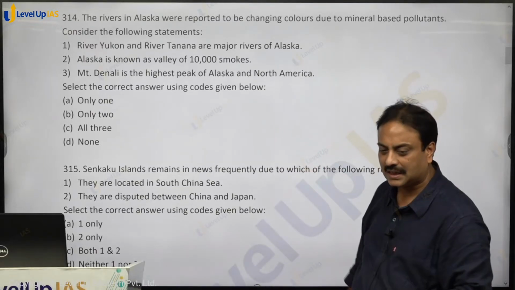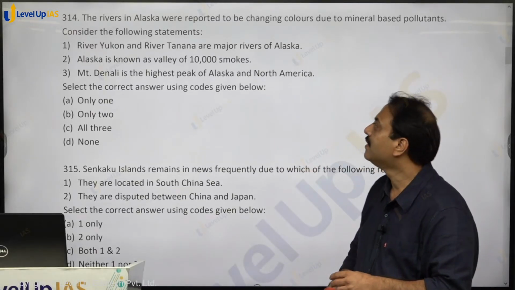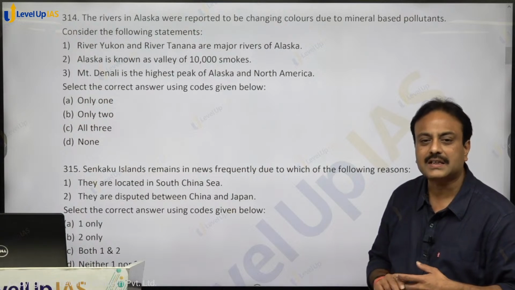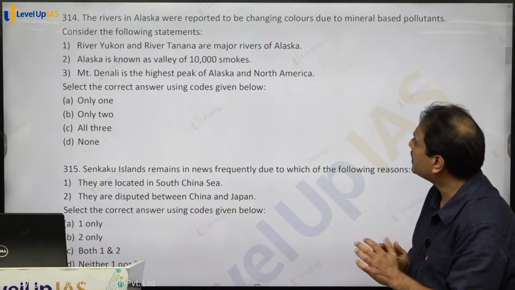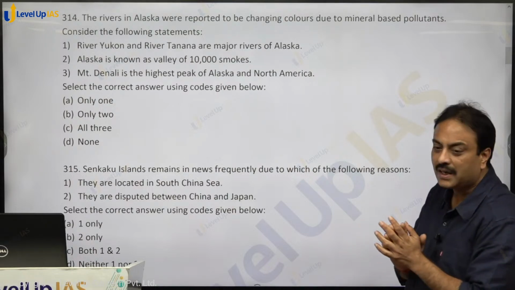The rivers in Alaska. Alaska is in North America. The rivers in Alaska were reported to be changing colors due to mineral-based pollutants.